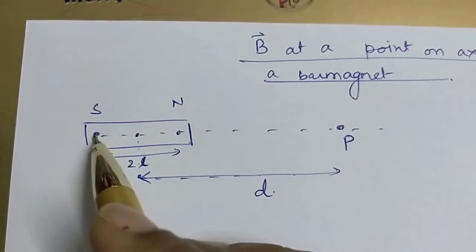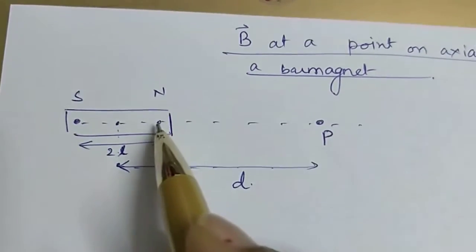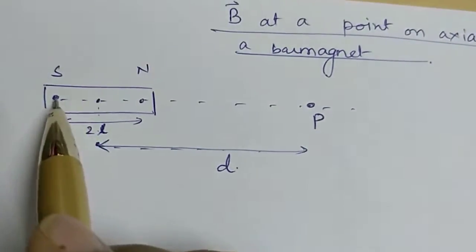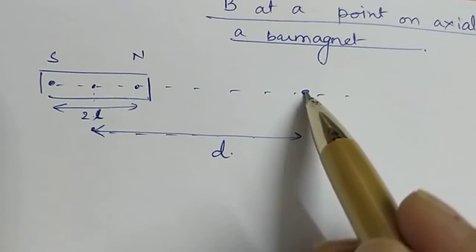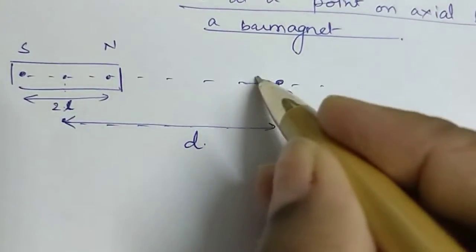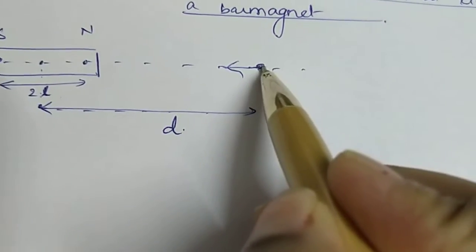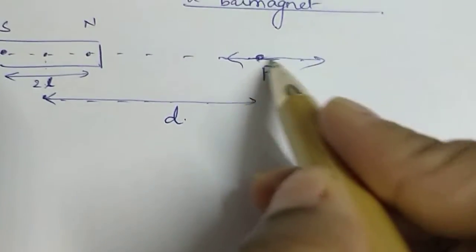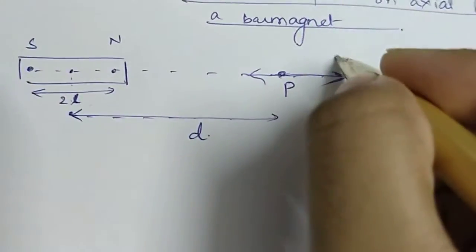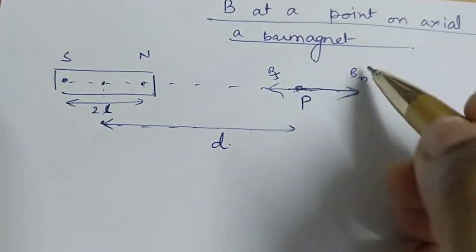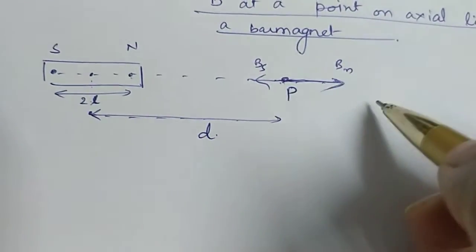Now, from the north pole the magnetic field goes out and towards the south pole it enters. So due to the south pole, the magnetic field's direction will be towards the south pole, and due to the north pole, the direction of the magnetic field here will be outwards. Now Bn and Bs: why have I drawn this greater? Because the north pole is closer, so its effect will be greater. That's why I have drawn this vector greater.